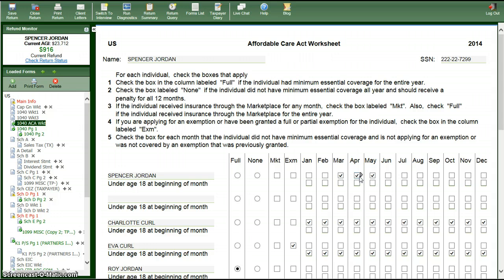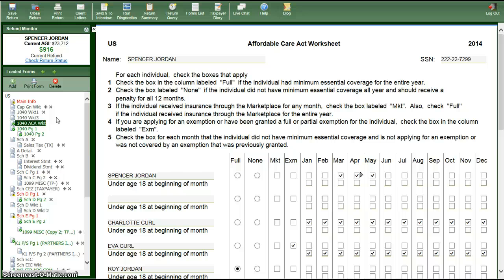So this is the ACA worksheet, which of course is over in your tree. It's recommended that you first prepare all of the tax return, complete the tax return in its entirety before you go to the ACA worksheet. The primary focus of this little mini training is going to be on the premium tax credit, but I want to mention a couple of other things before we go there.